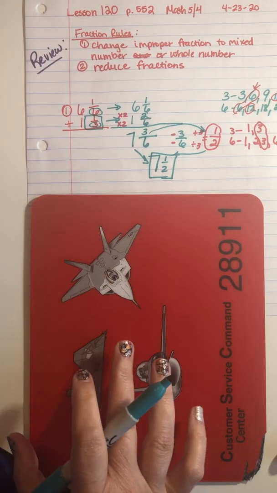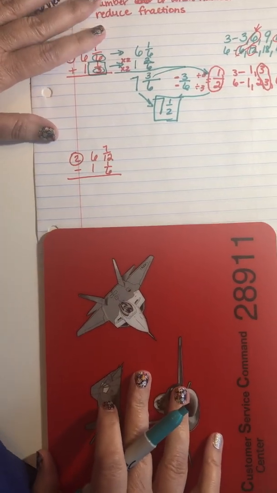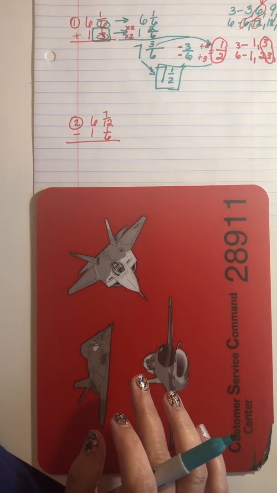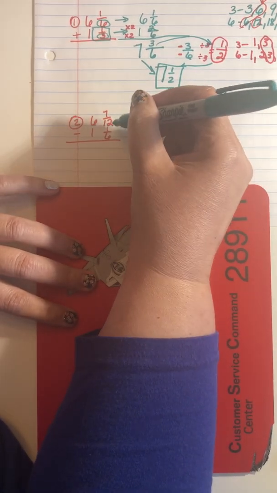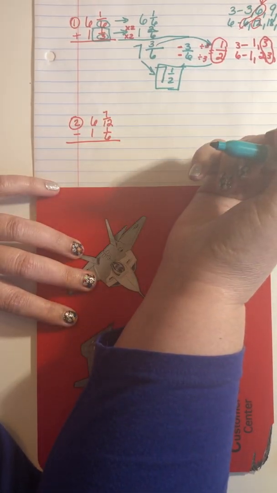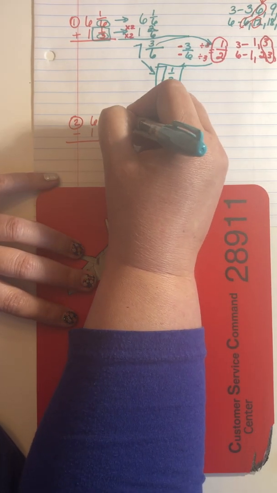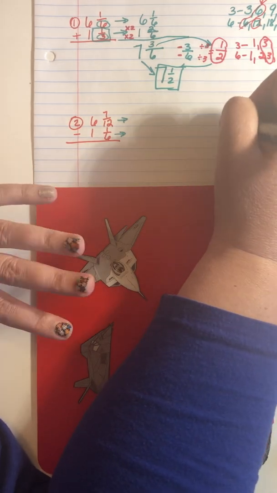Okay, let's look at some more and see some other examples. So this one is a subtraction. I look at my denominators and I see they are not the same. So I'm going to have to fix them. Okay, I've got to find out what I'm going to fix them to.